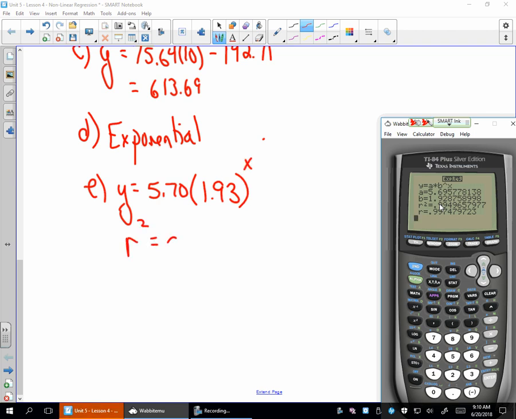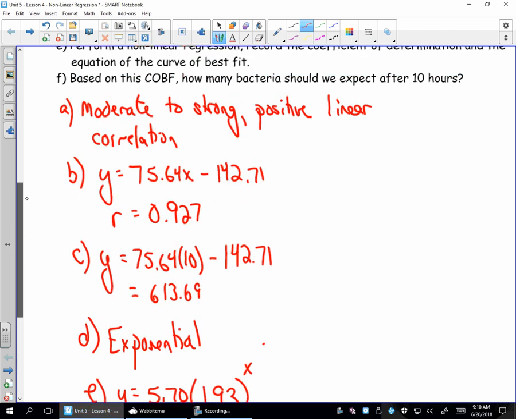And how good is this fit? Well, it's 0.997. It's almost perfect, right? 1 would be perfect. It's pretty close to 1. And we know it's a better fit because of the shape of the data.